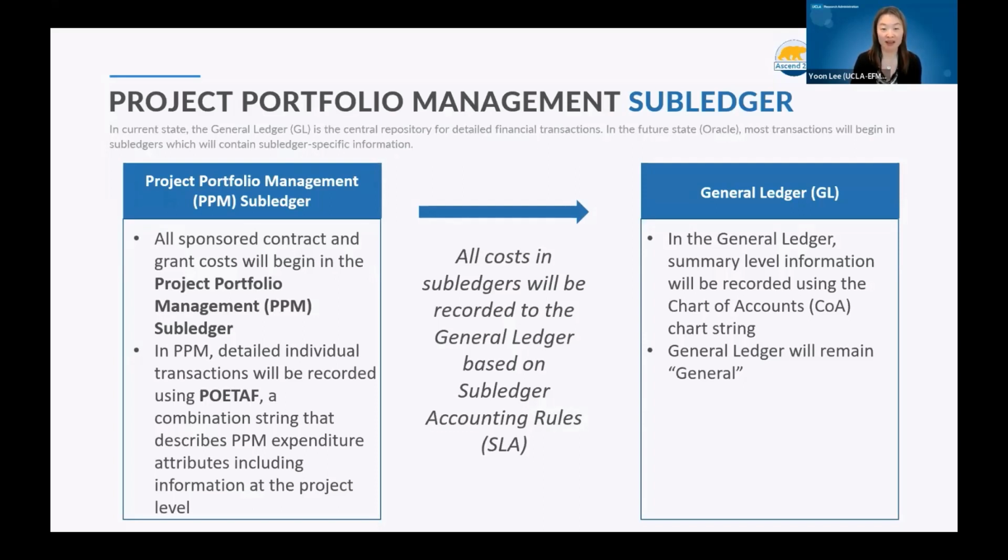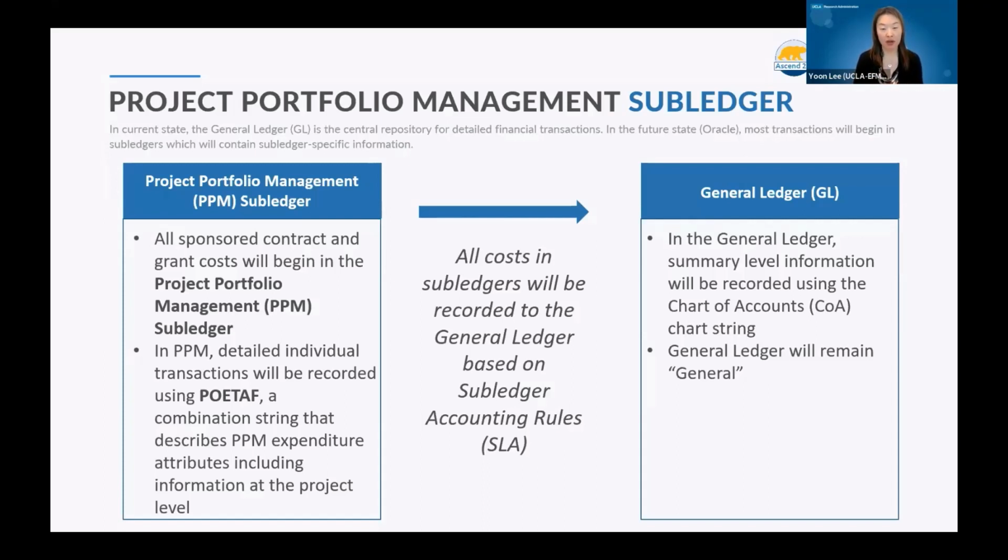In the current state, the general ledger includes all the detailed financial transactions for the non-payroll expenses. But in the future state, most transactions will begin in the subledgers, which will contain subledger-specific information, and then they will be recorded to the general ledger at a summary level, following what we call the subledger accounting rules. In this way, the GL, general ledger, will remain general at a higher level, and the more detailed information can be found in the subledger like PPM.